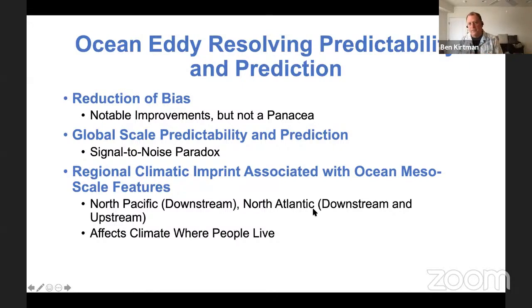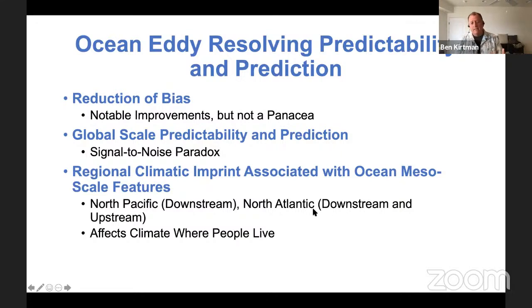So there's this downstream effect, and indeed, Chris talked a fair amount about that downstream effect of getting the Gulf Stream in the right place. But we're also finding an upstream effect, particularly in the summer season, for low frequency variability in the southeastern US. And so I'll talk a little bit about that.